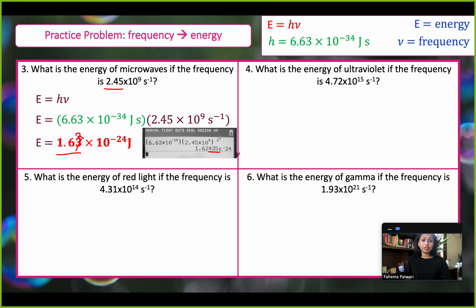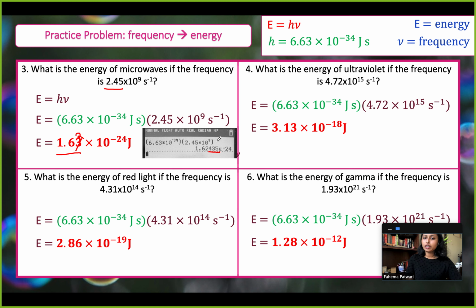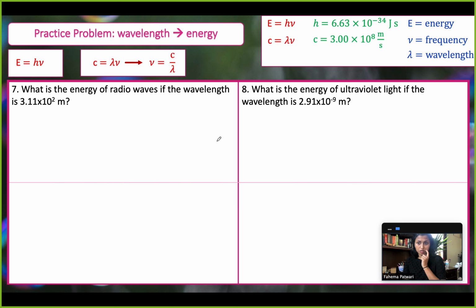All right, I'm assuming you've tried this. You've tried all the problems yourself. So let's go through the answers right here. All right, very straightforward. Just plug and play. Okay, so now let's go to a more complicated version, not too complicated, but a version that requires one more step. What is the energy of radio waves if the wavelength is 3.11 times 10 to the 2 meters?